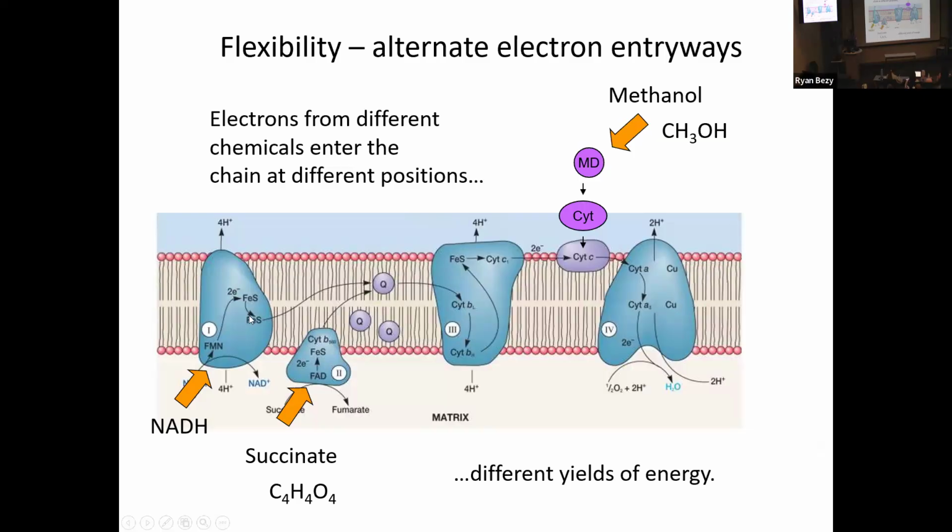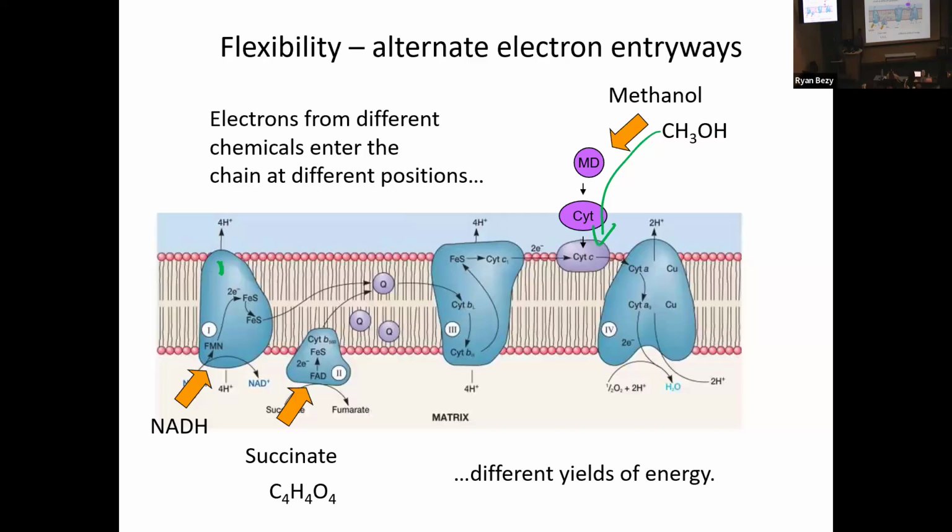You can have NADH putting electrons in. You can have a chemical like succinate act as an electron donor to this electron transport chain. You can have methanol putting electrons into the electron transport chain. NADH is probably the most common electron donor to electron transport chains. It's not the only one. You don't want to put all your eggs in one basket. So electrons from different chemicals can enter the chains at different levels of the electron transport chain. NADH is usually going to put its electrons in the very first member of the electron transport chain. Something like methanol puts electrons in towards the end of the electron transport chain.